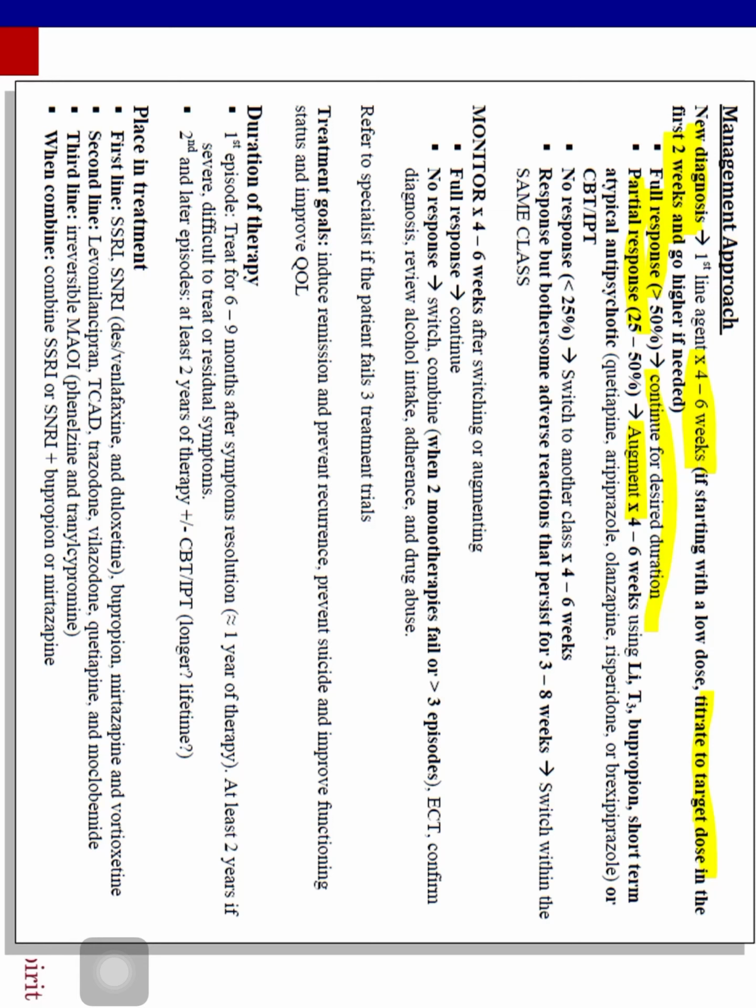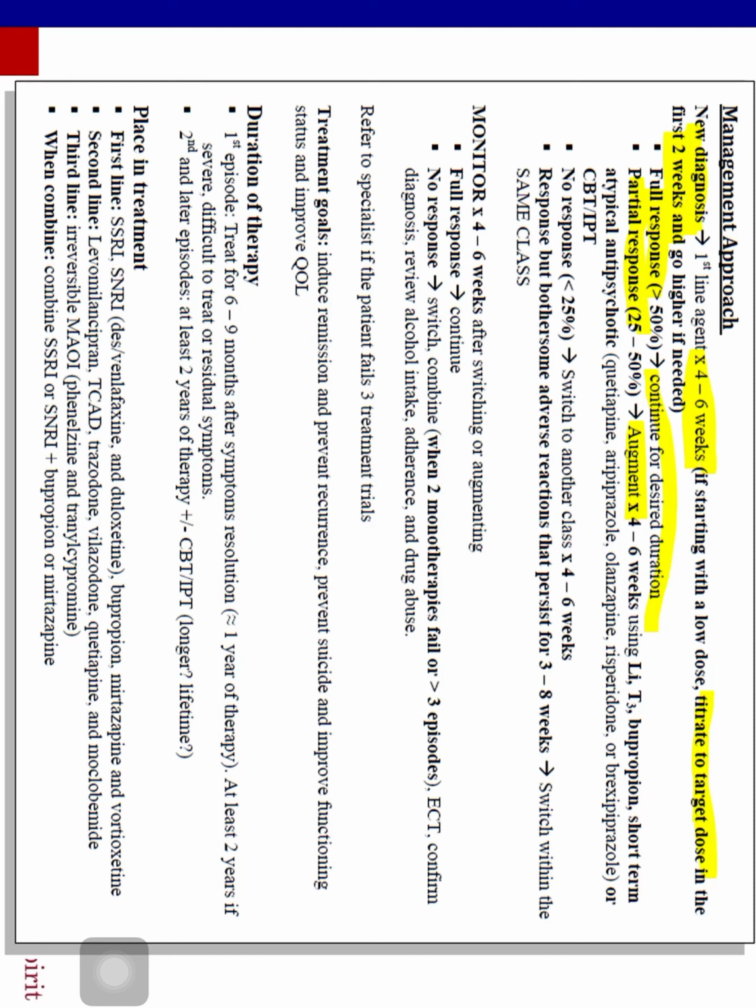We may also consider short-term atypical antipsychotic therapy. When we consider atypical antipsychotic, we consider quetiapine and aripiprazole, which are approved as second-line agent in the management of depression. However, other atypical antipsychotics also can be used. For example, we can use risperidone, olanzapine, and brexpiprazole. When antipsychotics are used to augment therapy, we use them only for a short period of time. We don't continue for a long time, just short period of time.